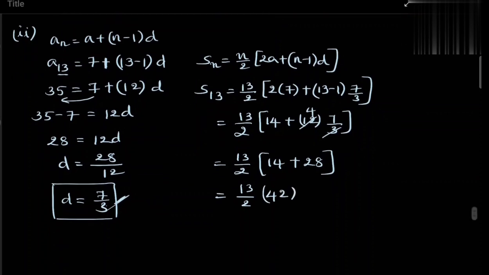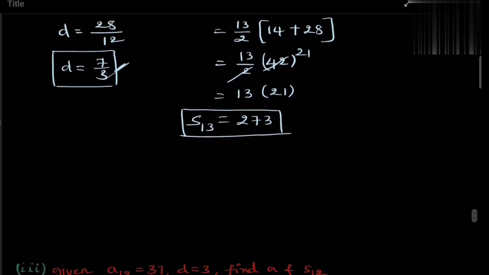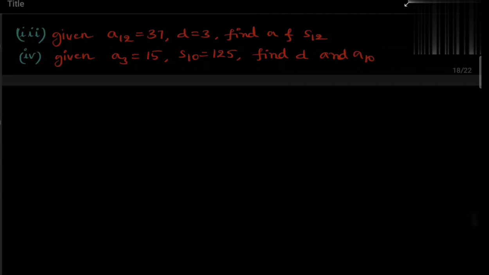Write it here. So now divide 42 divided by 2, that is 2 1s are 2, 2 21s are 42. So it will remain 13 into 21. 13 into 21, it will become 273. So therefore the sum of first 13 terms is 273. So move on to the next problem. So here the third one they given a12 is equal to 37, d is equal to 3, find a and S12.